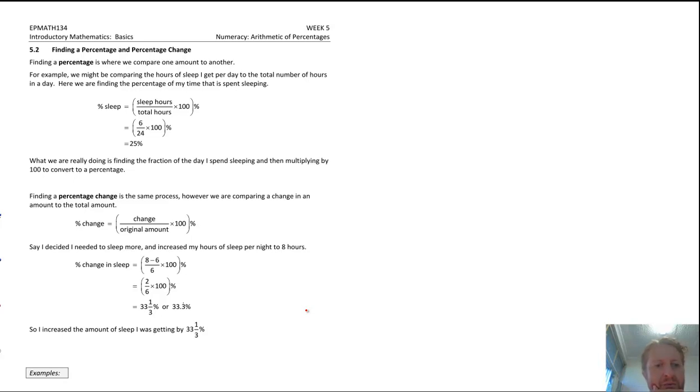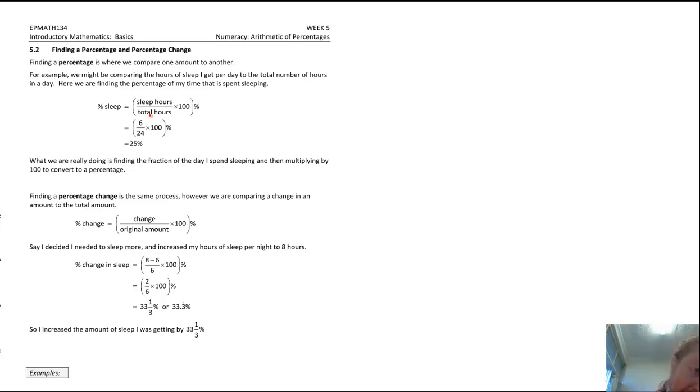Now we start with an example, and here I'm comparing the hours of sleep I get per day to the number of hours in a day. In other words, I'm asking the question, what percent of the day do I sleep? Now, to make a percent of something, you're talking about some topic, some question, like in this case sleep. What percent is sleep compared to what percent is total? So I'm comparing hours of sleep to total hours in the day. So a percentage is always formed from an amount you're discussing divided by the total amount of whatever it is.